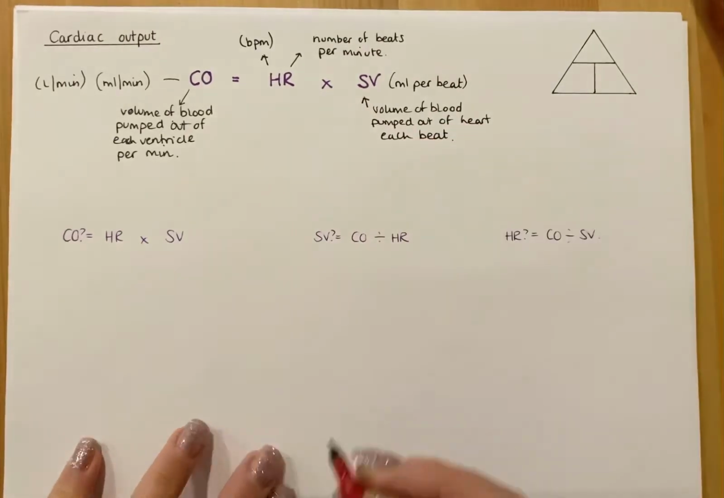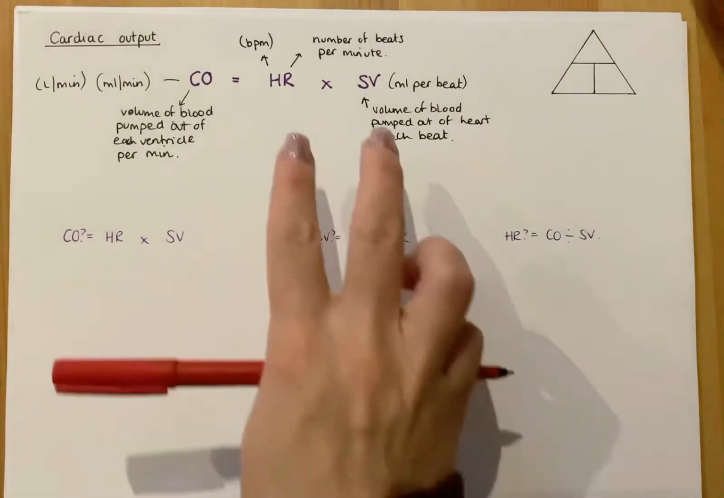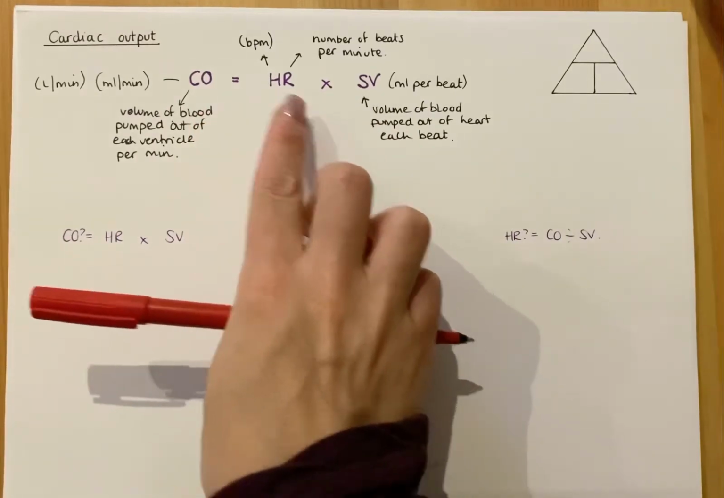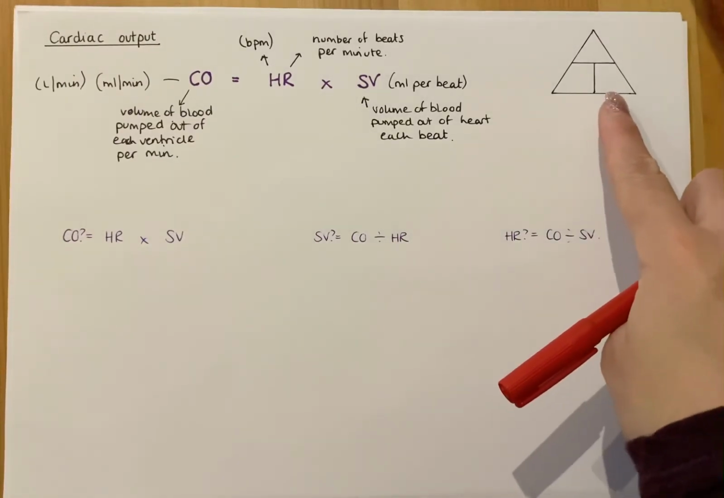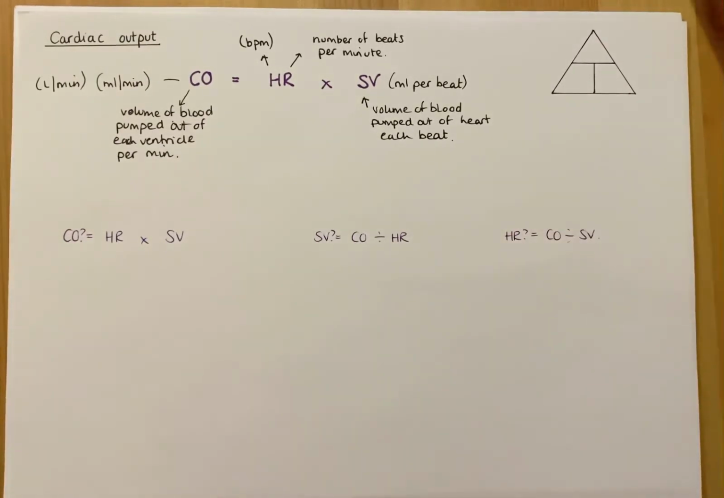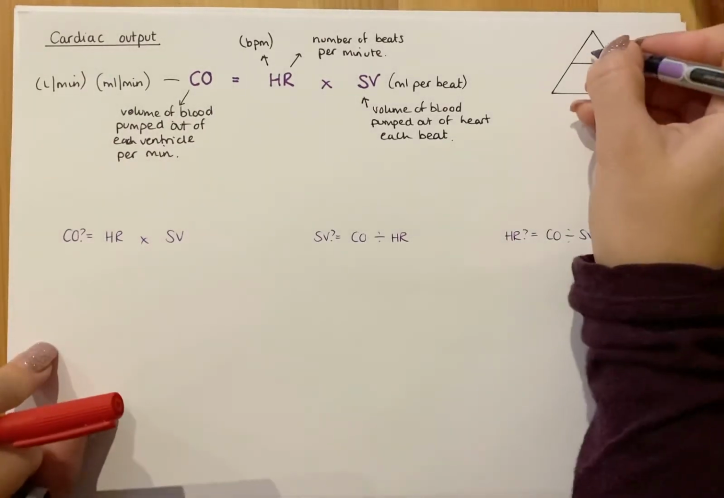Okay, so to calculate the cardiac output, what you'll need to do is multiply the heart rate and the stroke volume together, and that'll find you your answer. Now, if you're a chemist, you'll recognise one of these wee triangles. So what this is showing you is that you can manipulate that equation.